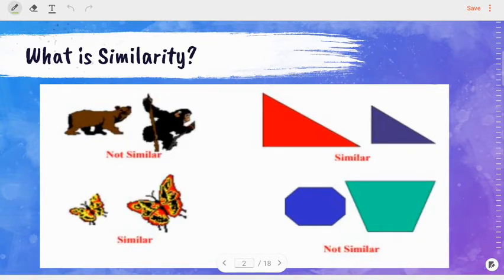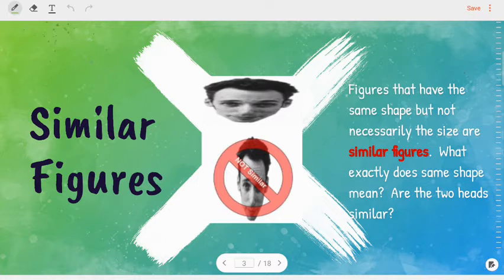So a bear versus a monkey, not similar. Two butterflies, similar. Two triangles that are both right, similar. Two shapes that are not even close together, not similar. So what are similar figures? Figures that have the same shape but not necessarily the same size are similar figures.